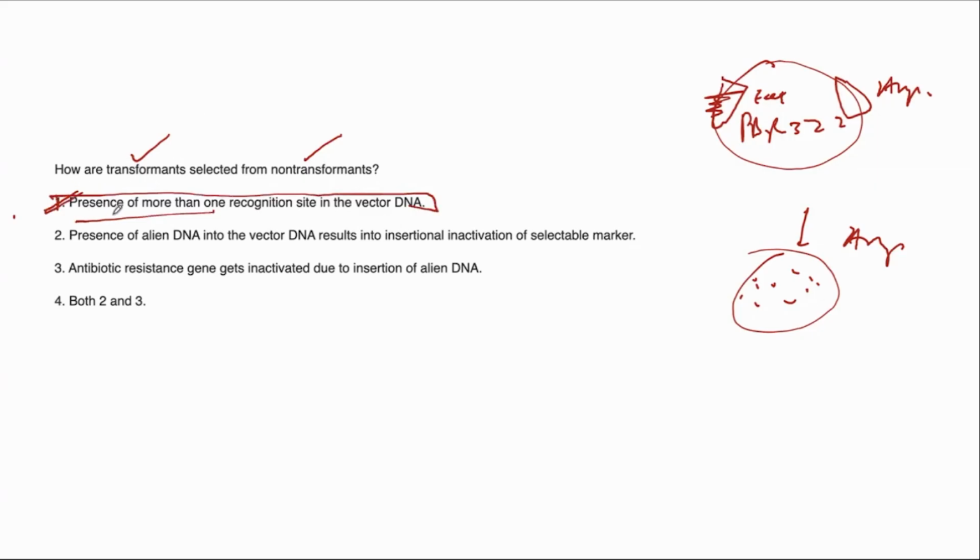Then the second option is presence of alien DNA in a vector DNA results in insertional inactivation of a selectable marker. So we had cloned the alien DNA into a selectable marker, right? This one in the tetracycline gene. And the third option is the antibiotic resistance gene gets inactivated due to this. So 2 and 3 both are right. So option 4 is right, because we inserted here and then we selected on ampicillin. That's how we were able to differentiate transformants from the non-transformants.